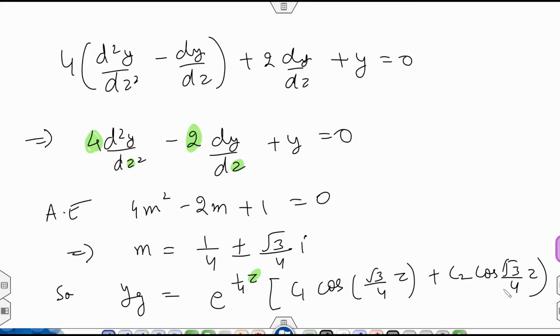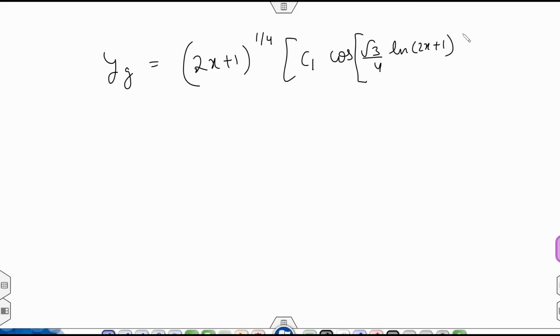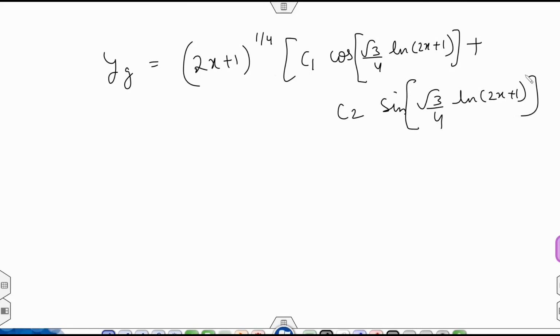So finally, substituting the values of z in terms of x, our final solution will be yg equal to (2x+1)^(1/4) [c1 cos(√3/4 ln(2x+1)) plus c2 sin(√3/4 ln(2x+1))]. So this will be our final solution for the given differential equation.